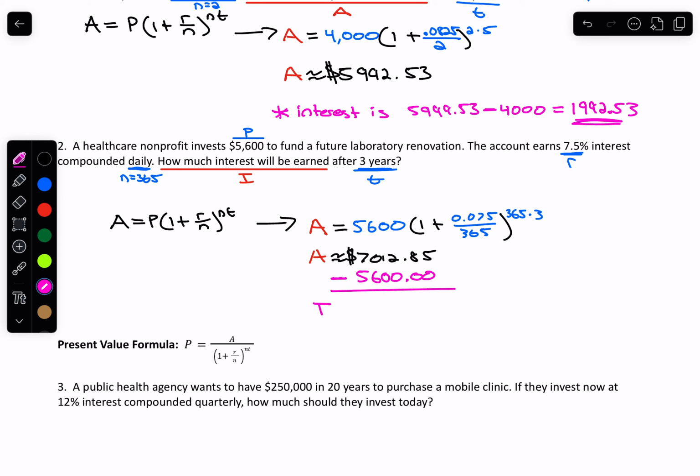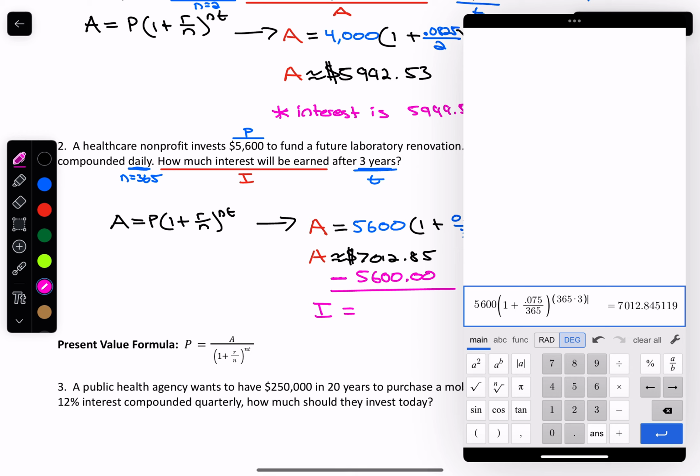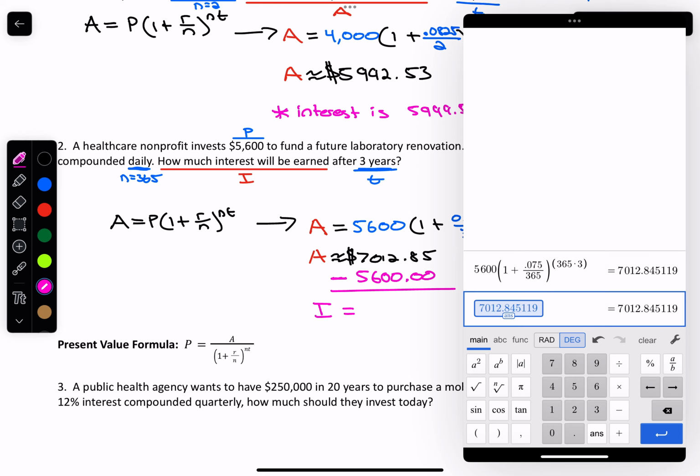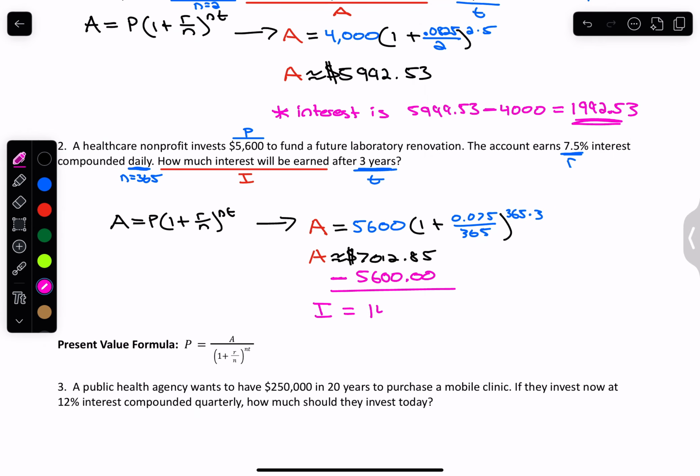And this is going to tell me that interest is equal to, when I do the subtraction, I can just take my calculator back out. I already have the original number there. So if I just push answer and then subtract 5,600, it gives me 1,412. And again, we'll round that to be 0.85. So 1,412.85. So this account earned $1,412.85 in interest. And in this case, that would be our final answer.